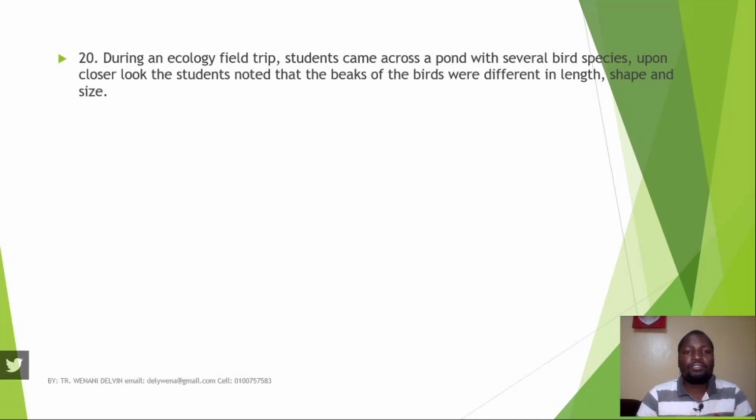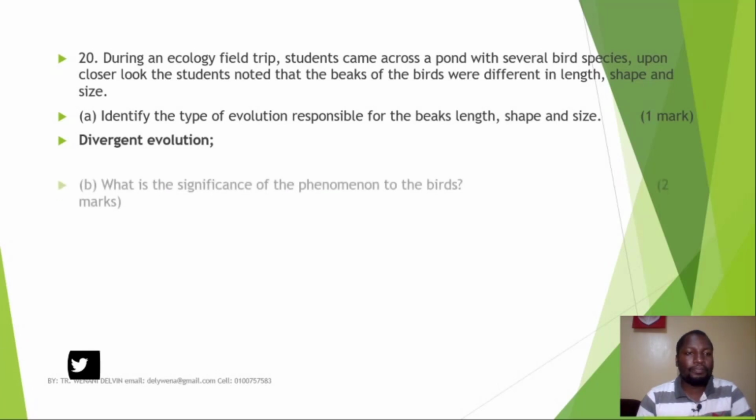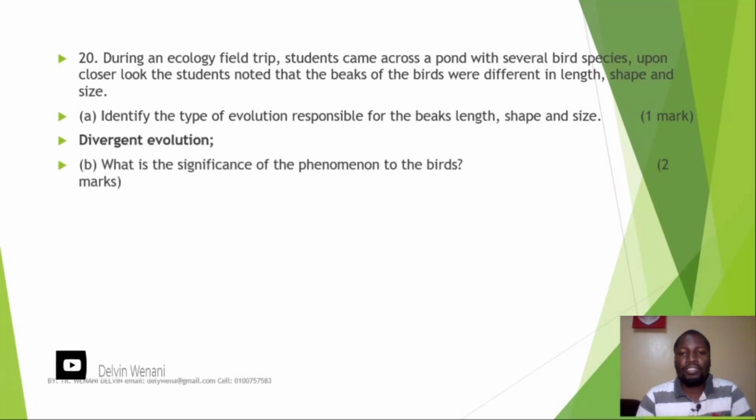During an ecological field trip, a student came across a pond with several bird species. Upon closer look, the student noted that the beaks of the birds were different in length, shape, and size. Identify the type of evolution responsible for the beaks' length, shape, and size. Divergent evolution.